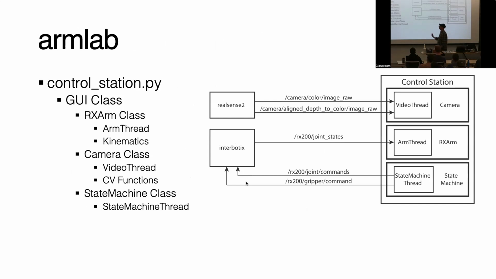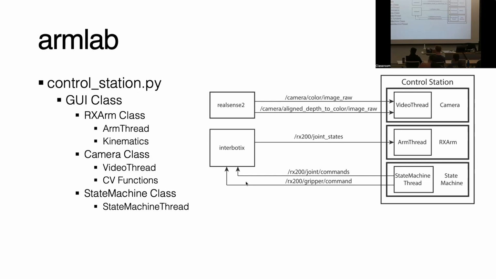Right. So basically, we have the control station. This is the software. We have a RealSense 2 node, an Interbotics node. We also have an April tag node, which I'm not showing here. And then your code is going to be running in this control station. Control station creates 3 threads. Now they're sort of not real threads because Python has a global thread lock, so it's only ever running one of these threads at a time, but it's useful for thinking about the execution happening in different threads.